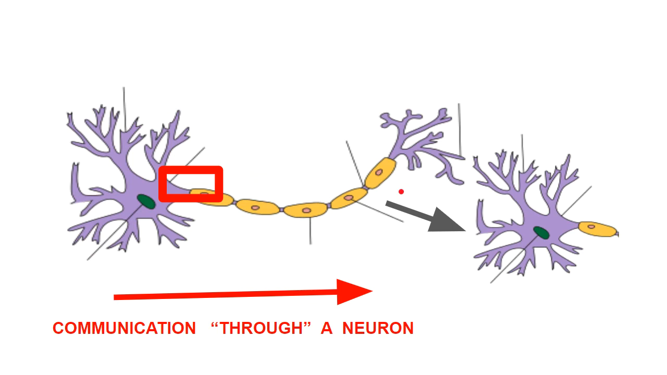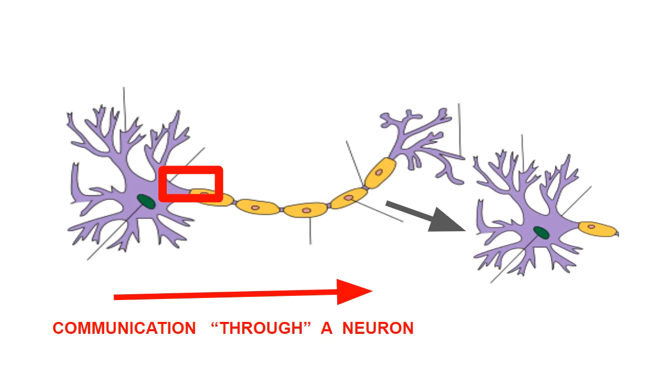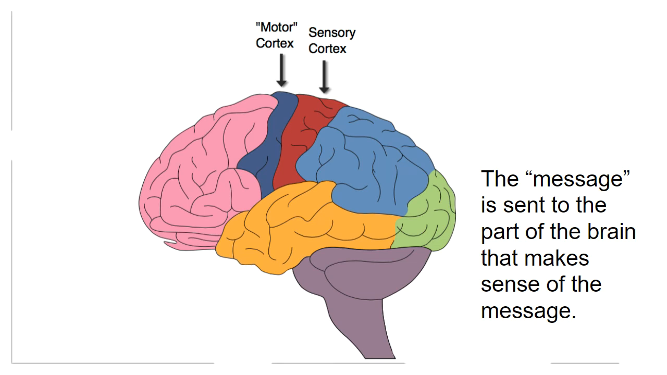Now, to talk about this again, we focus on communicating through a neuron, then we also focus on communicating between neurons. And that has to get sent over and over, because it's not just one neuron that communicates up into your brain, but then that message ultimately gets sent to the part of the brain that makes sense of the message. So we have our sensory cortex, which is in charge of interpreting or bringing in the messages, and then it can speak to the motor cortex to send messages back out efferently to cause a response.